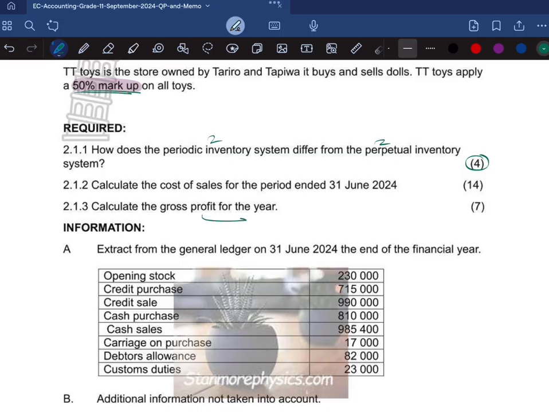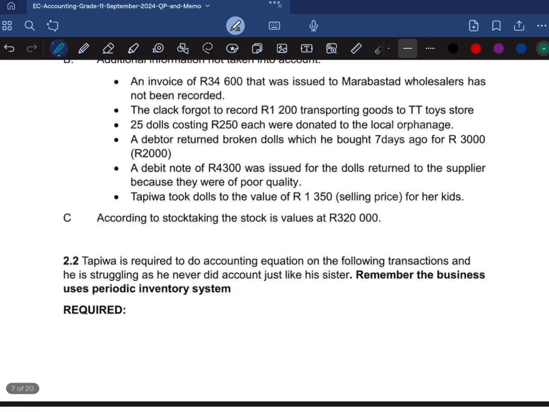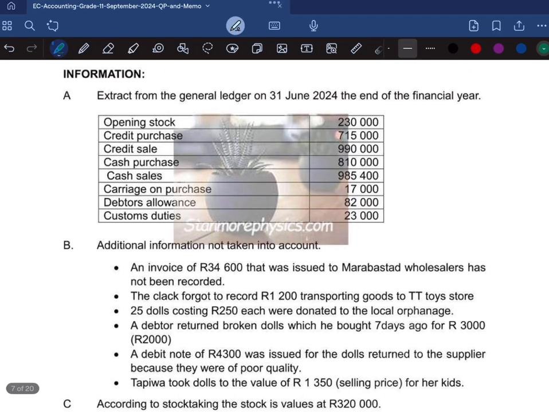We know that at some point, for gross profit, we're going to use our sales less our cost of sales. So that's something to keep at the back of our minds. Let's deal with the second one in the meantime. We are given information A up until information C that we are going to use for this question. So, extract from the general ledger at 31 June 2024, the end of the financial year. We're given opening stock, credit purchases, credit sales. Let's just highlight the sales so that we know we're dealing with sales.